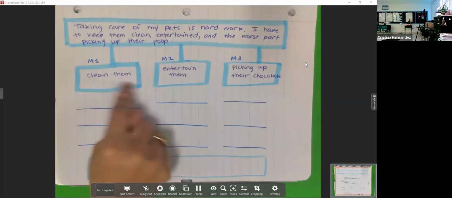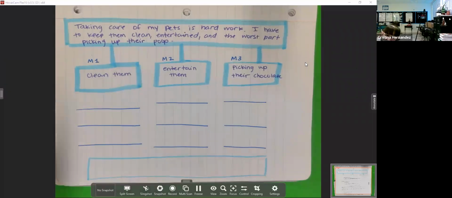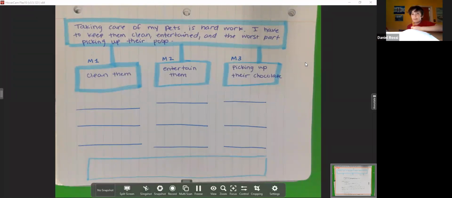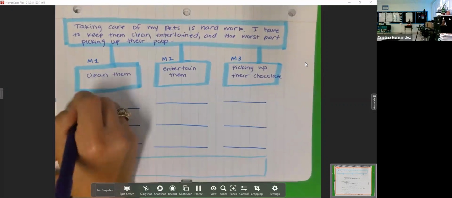So clean them. Who can give me a personal example why it's hard to keep clean dogs or clean your cats, clean maybe your rabbits, your chickens, your horses? Why is that hard work? Why is it difficult? The cats always scratch you. I'll use an example for you. They might try to escape the tub. Oh, they might. They're scared of the tub, maybe? Are they?